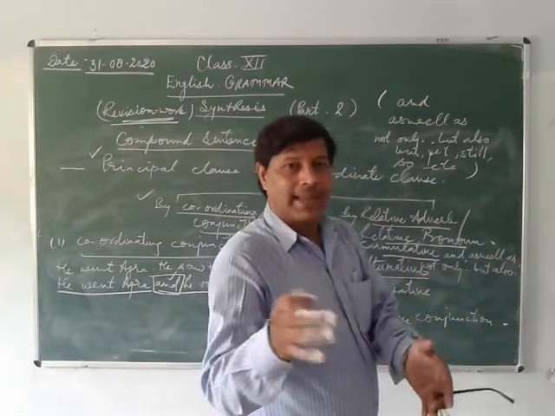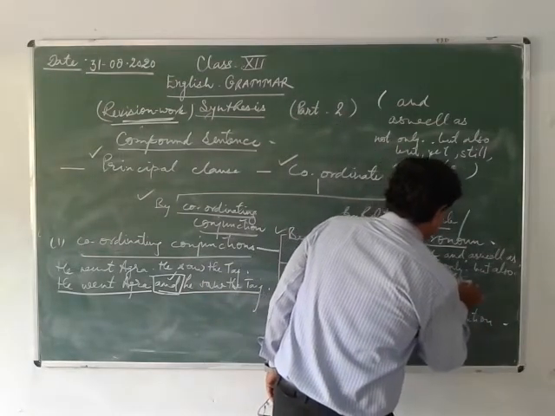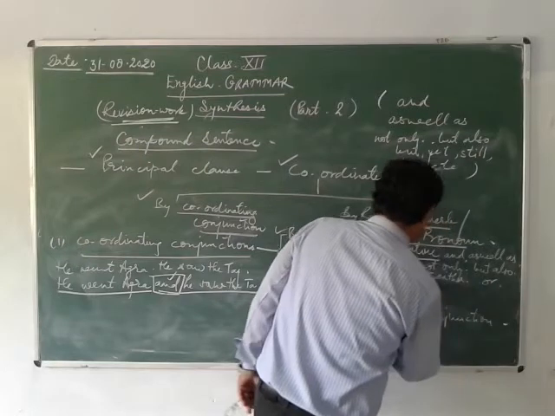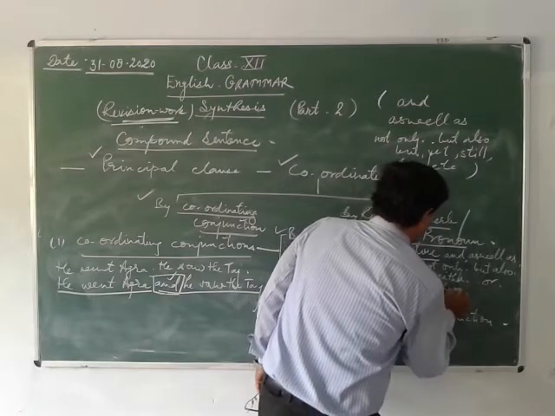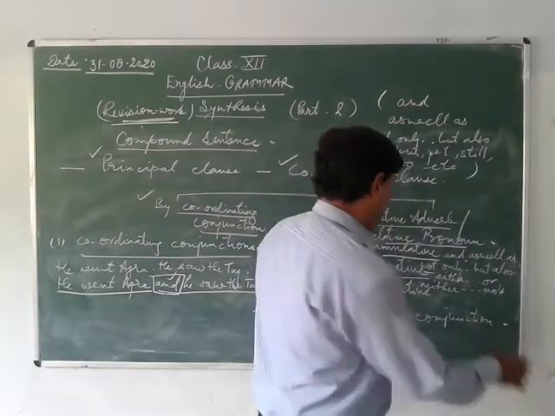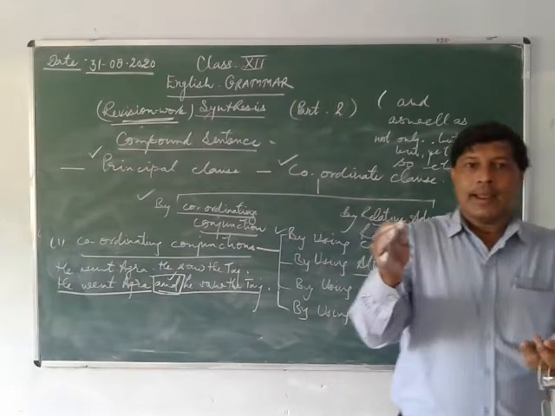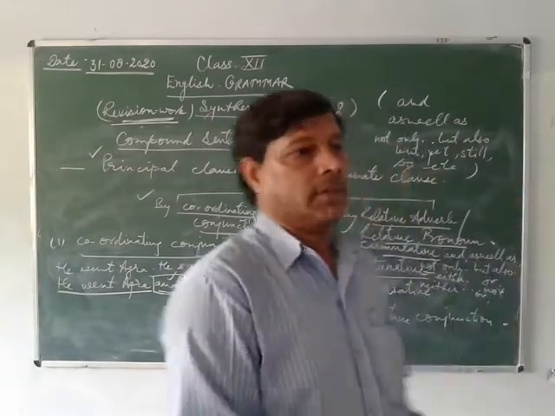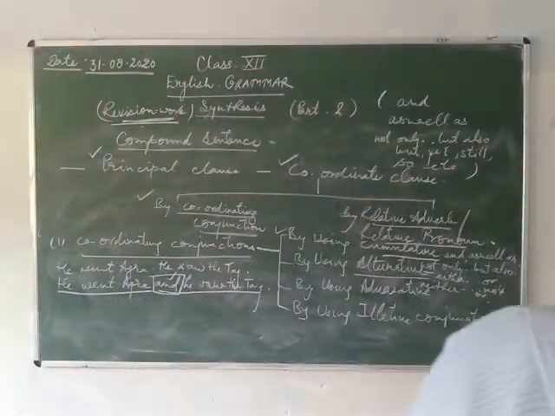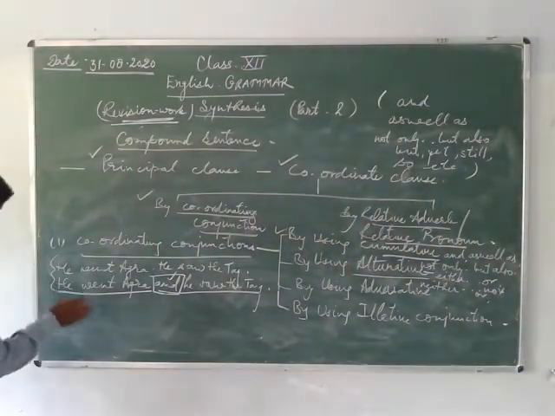Either or, neither nor. So these are alternative conjunctions: either, or, neither, nor, or, otherwise. All these are alternative conjunctions. So you can also take the example here. How can you use alternative conjunctions here?